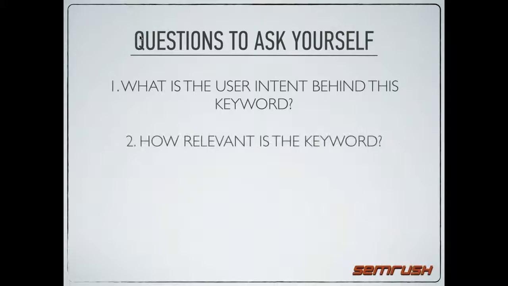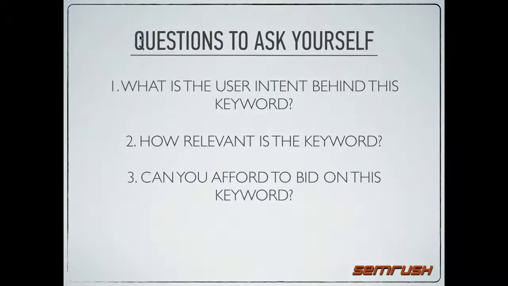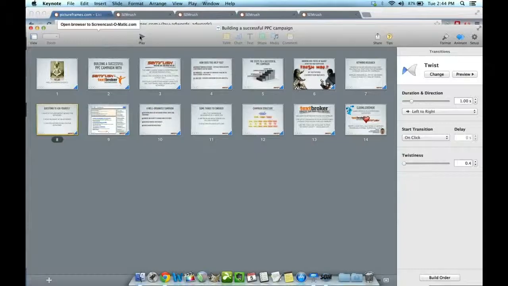Now the next question is, how relevant is the keyword? Search marketers typically use popularity of a keyword to decide whether to commit it to their campaign or not. So we'll look at how SEMrush can help you do that. And the last question is, can you afford to bid on this keyword? Very simple question that you should always ask yourself. We currently have a couple reports and tools that make keyword research much more efficient, so I'd like to show you how those work. And I'm going to switch back to the interface for that.